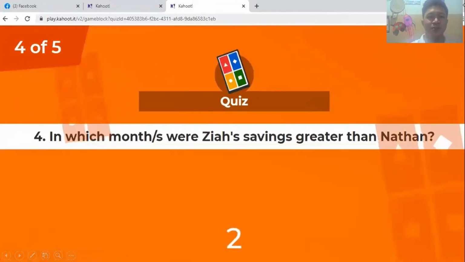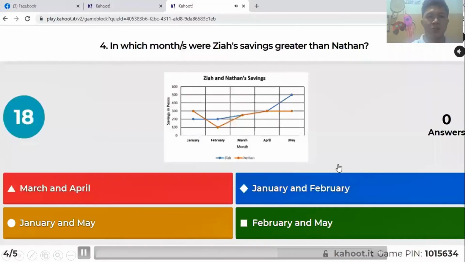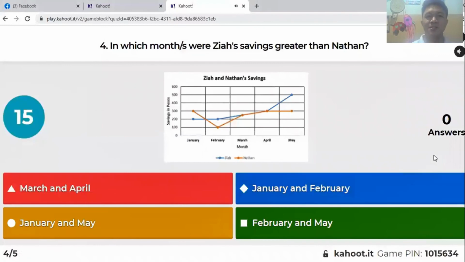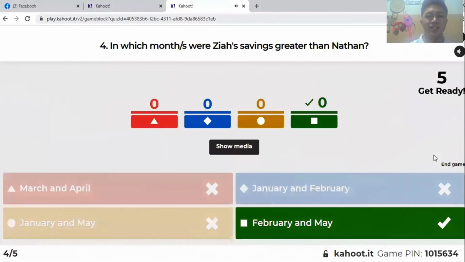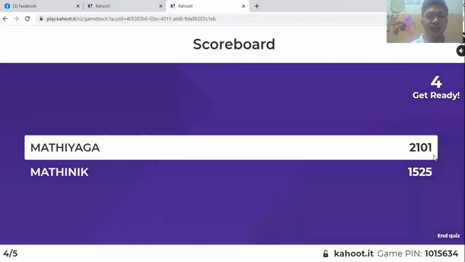And for the fourth question. Okay, let's go to number 4 question. In which month were Zia's savings greater than Nathan? Is it March and April, January and February, January and May, or February and May? Okay, the correct answer is February and May. So only one team got it right. So that's Team Machaga, which is in the lead with 2,101 points.